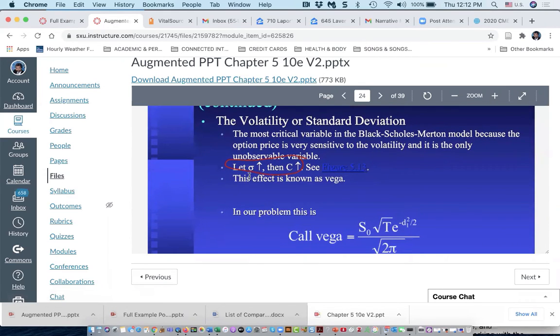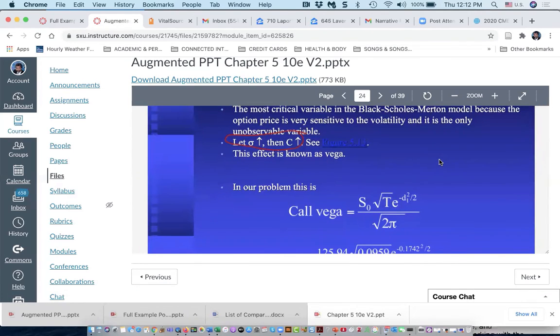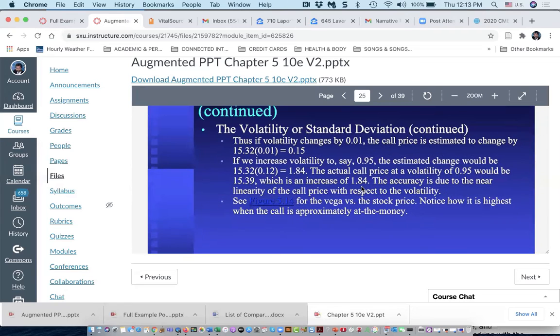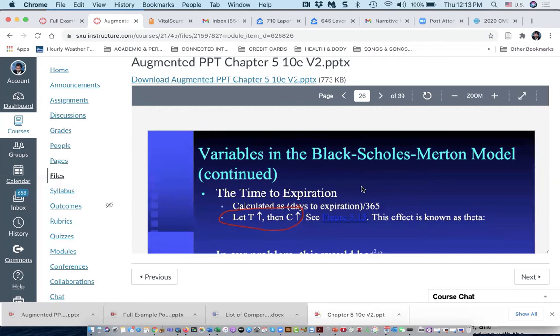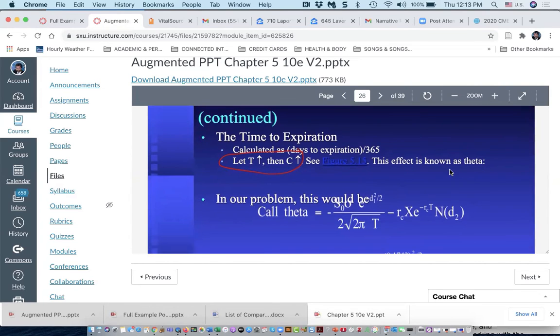Then comes the second last one, sigma and C. Volatility, as I expressed in chapter 3, is the lifeblood of call option or put option, any one of them. So when the volatility goes up, call option goes up. And this is known as vega. And the last, but not the least, is time to expiration. When the time to expiration goes up, call option goes up. This is obvious, right? And this is known as theta.